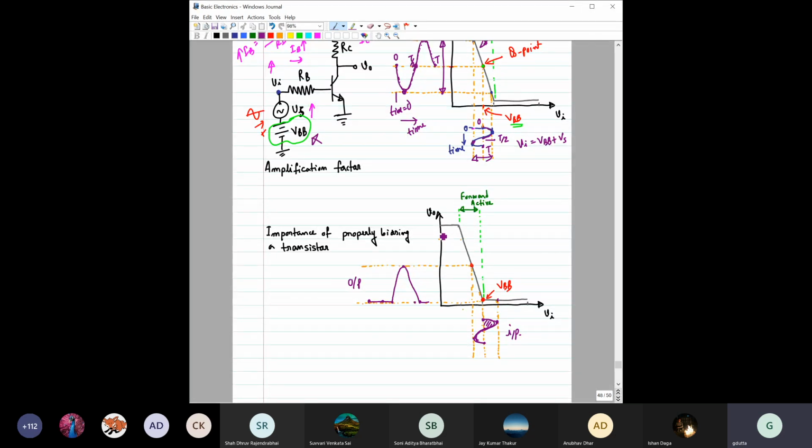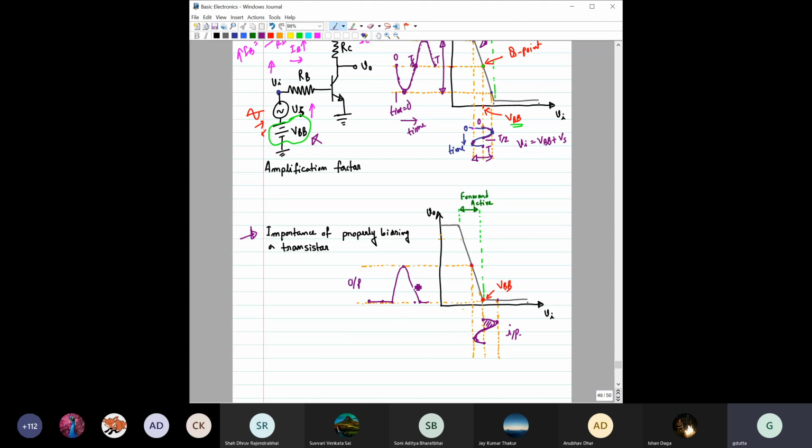So that way, I think it gives you an impression, and you can understand how important it is to keep this Q point near the middle of this active region, right? If you do not do that, then this type of thing will happen in your final output, right? So it is very important that you should bias your transistor properly. Otherwise, you have to face this type of consequences, right?